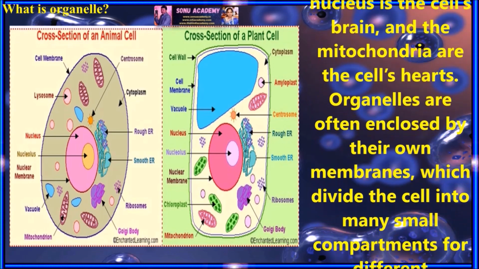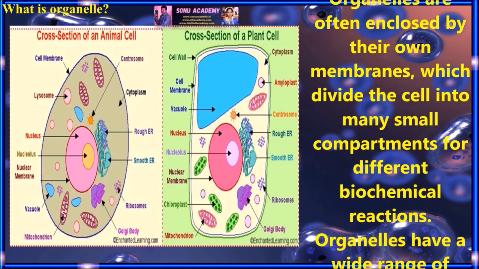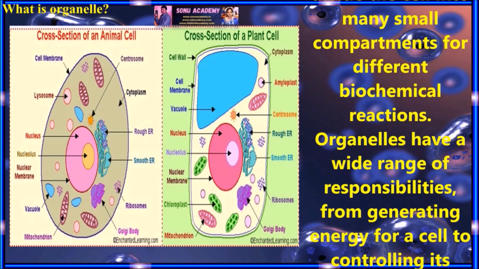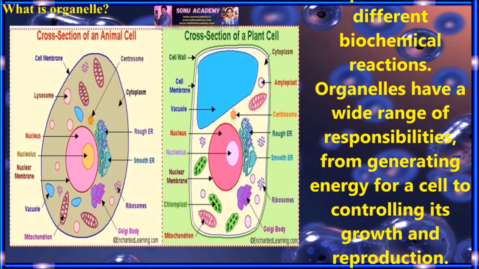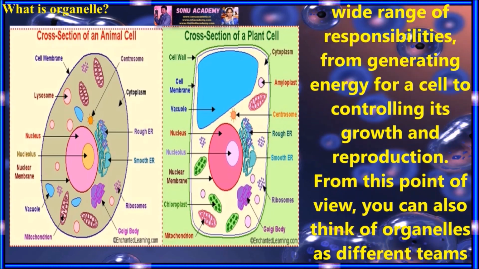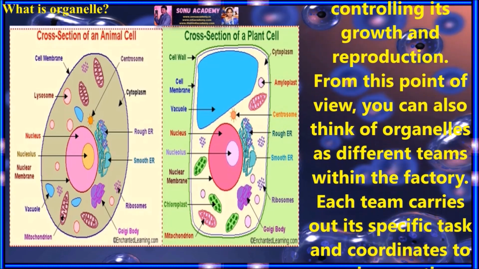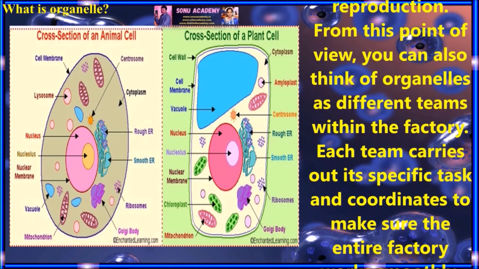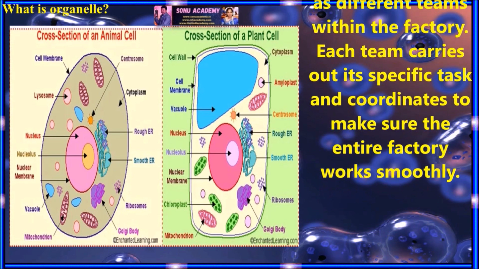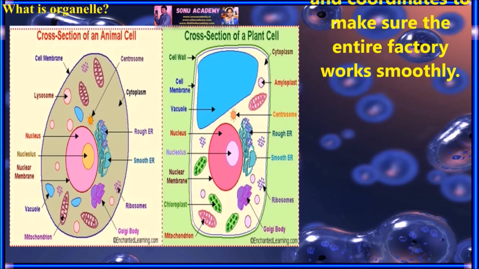Organelles are often enclosed by their own membrane, which divides the cell into many small compartments for different biochemical reactions. Organelles have a wide range of responsibilities, from generating energy for a cell to controlling its growth and reproduction. From this point of view, you can also think of organelles as different teams within a factory. Each team carries out its specific task and coordinates to make sure the entire factory works smoothly.